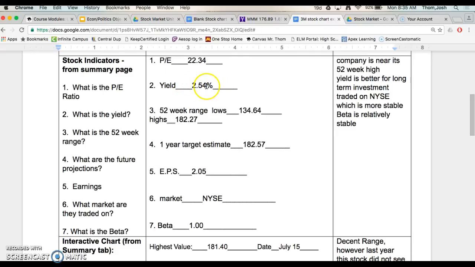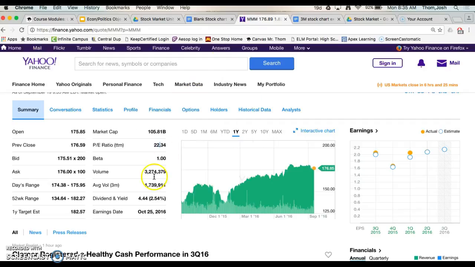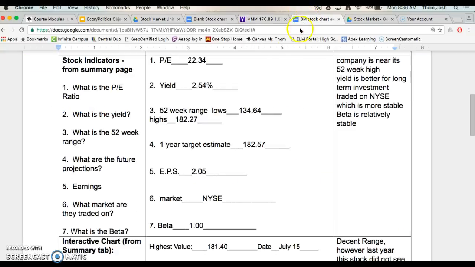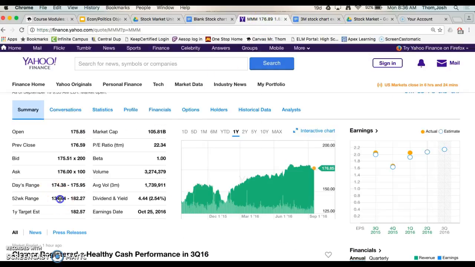The yield is 2.54%, and I was able to find that by going right here where it says dividend and yield. It looks like 3M pays out a quarterly dividend of about $4.44 every 3 months. That is about 2.54% of their overall profit, and therefore you'd go back and put that information right there. The 52-week range, their lows and highs, that's also listed on the summary page. You're going to find it right here.